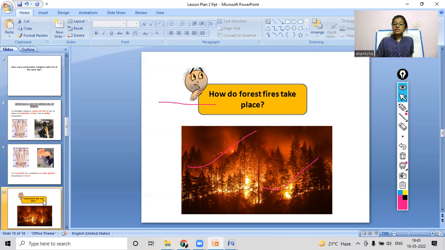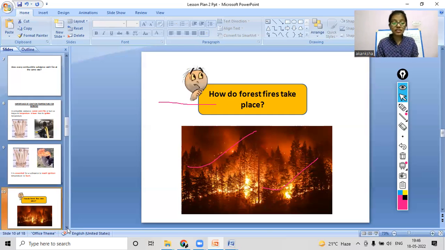This is also related to the ignition temperature. In summers, when the temperature is very hot and the temperature of the burning wood reaches the ignition temperature with the atmospheric temperature, then the trees will instantly catch fire, and this will cause the forest fire to happen. So this is one of the main reasons why forest fires take place. If you want to give some more answers, you can write in the chat box and we will discuss it later.